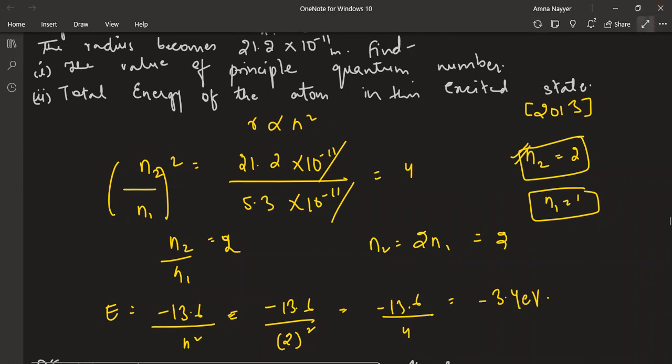I think one more question is there. Note down the solution, then we'll practice that, then we'll move on to nuclei.